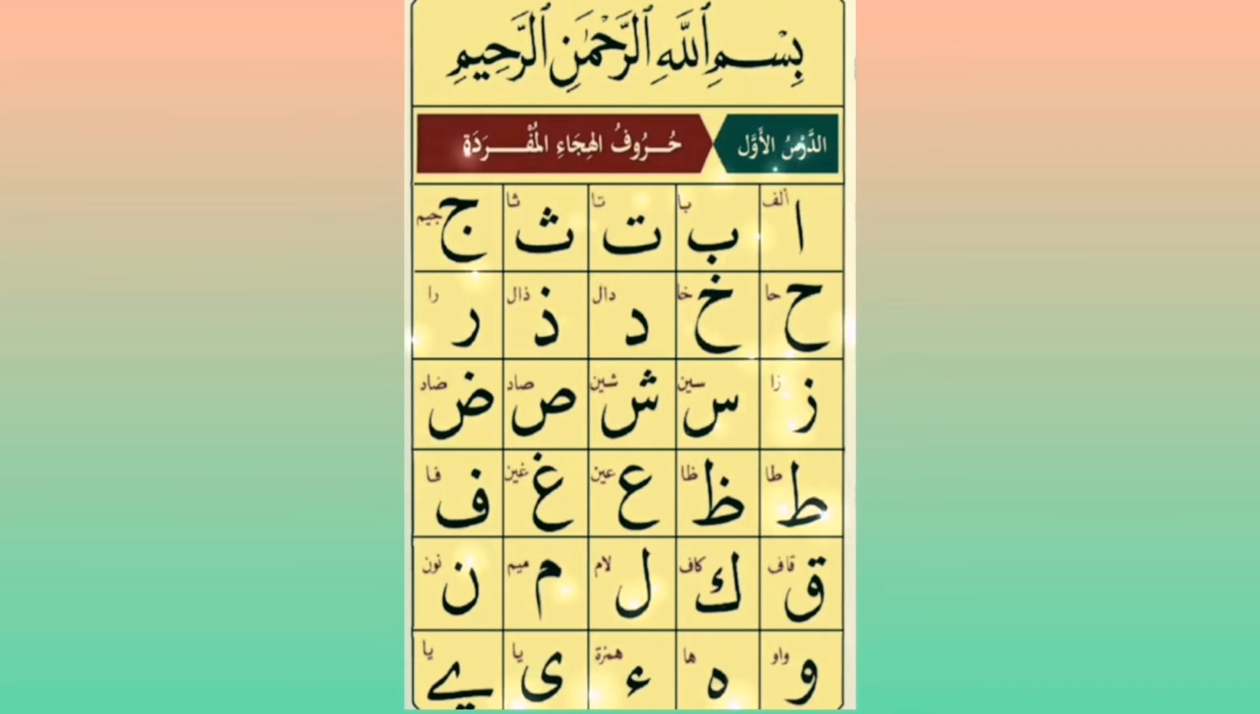So it is ein. Now the next letter is ghain. This is the next heavy letter. So how many heavy letters did we discuss? Kha, Sad, Dad, Ta, Za, Ghain. This is the sixth heavy letter. Ghain is a heavy letter.